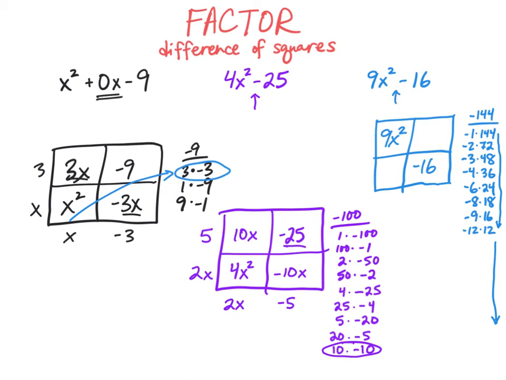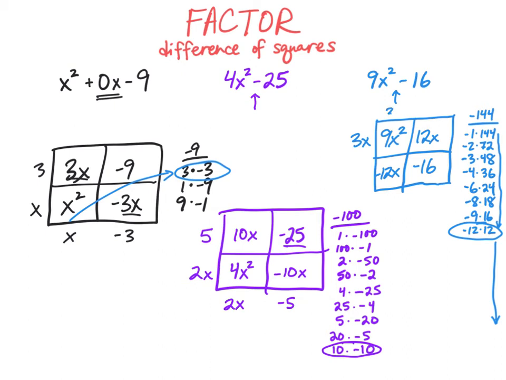So the only way to get 0 x's is the same number with one positive and one negative. So if I put in 12x somewhere and minus 12x, that takes me to 0x. So 9 doesn't go into 12, but you'll notice that 3 does, and x is also a common factor.